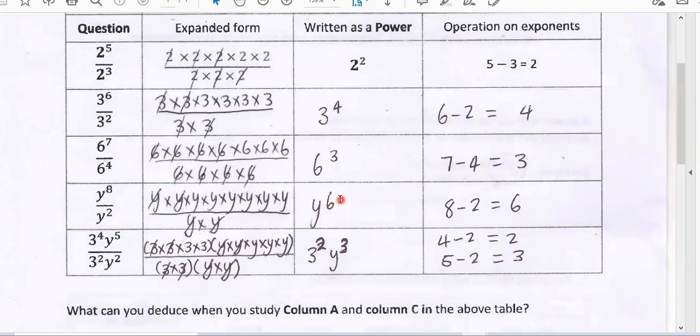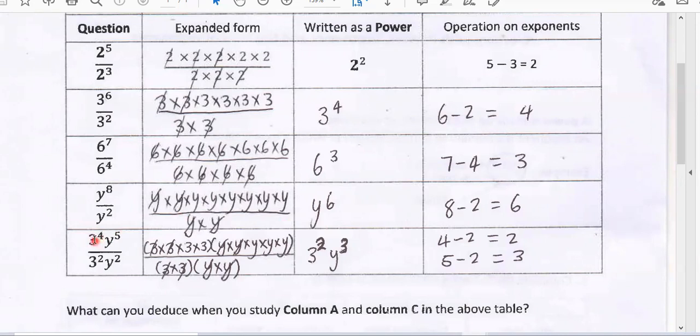Now how did I get the 6 over there? So I took the exponent of the base in the numerator minus the exponent in the base that is in your denominator. So it was 8 minus 2 to give me an answer of 6.